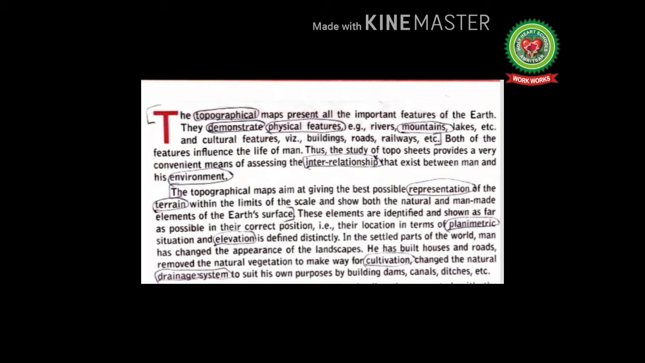Thus, the study of topo sheets provides a very convenient means of assessing the interrelationship that exists between man and his environment. The topographical maps aim at giving the best possible representation of the terrain within the limits of the scale and show both the natural and man-made elements of the Earth's surface. These elements are identified and shown as far as possible in their correct position, that is, their location in terms of planimetric situations and elevation is defined distinctly.